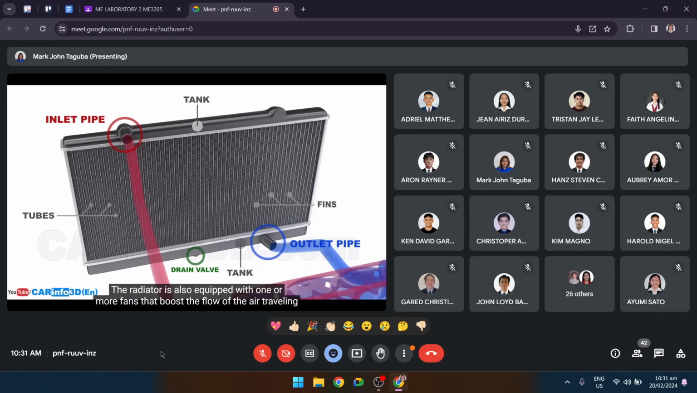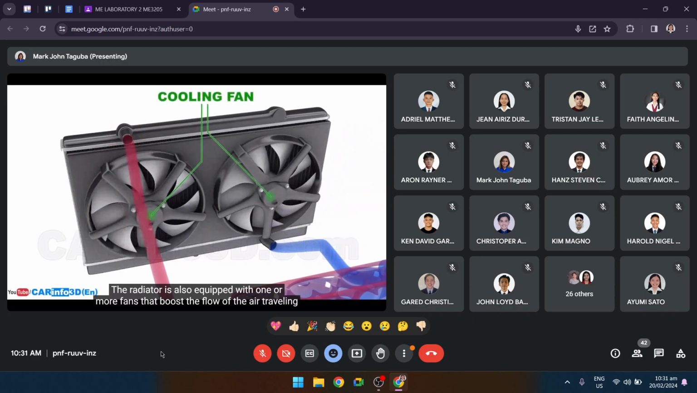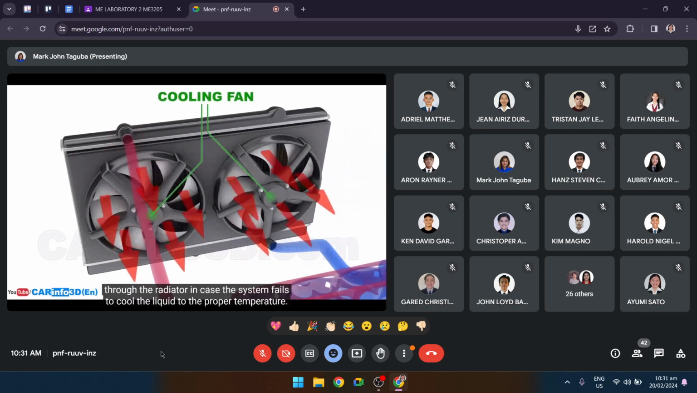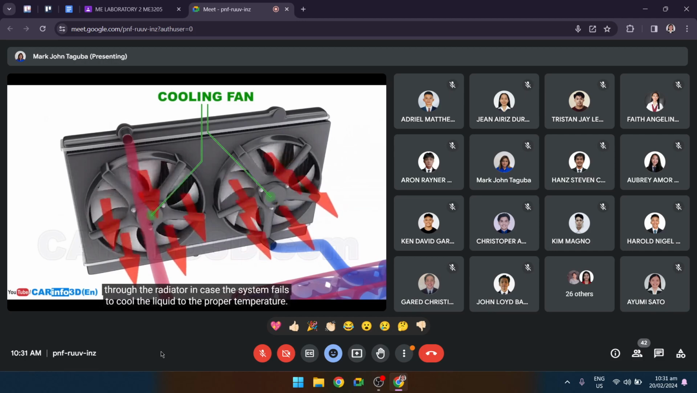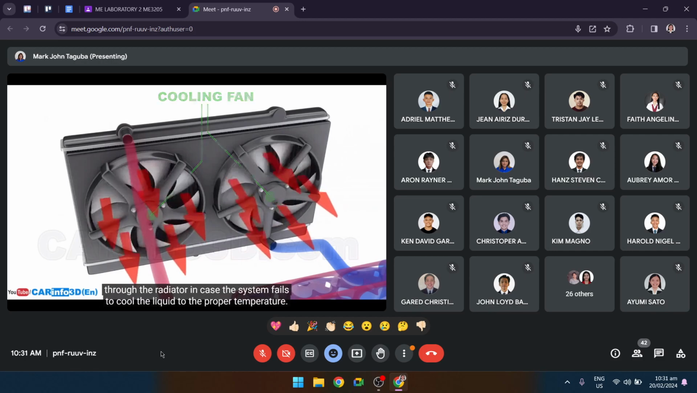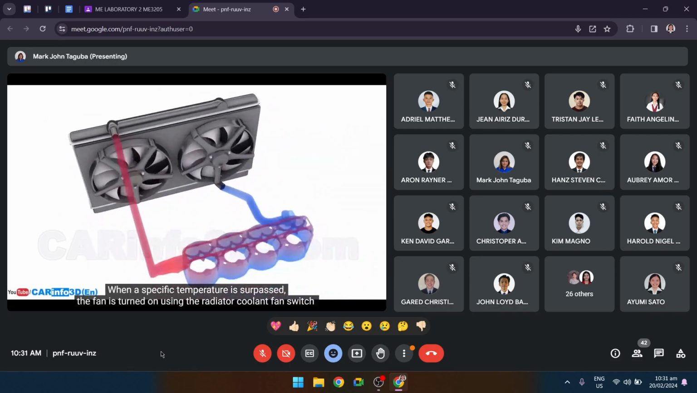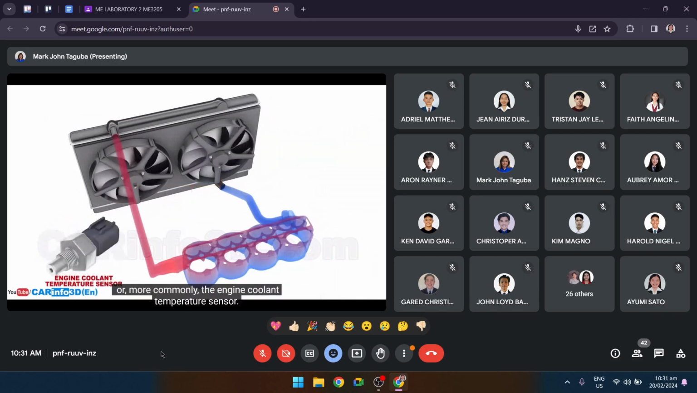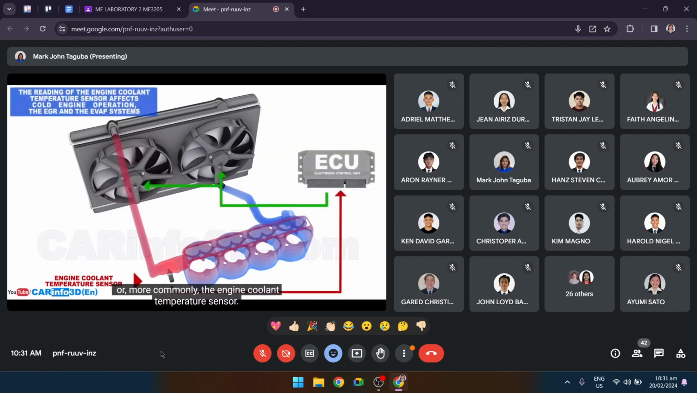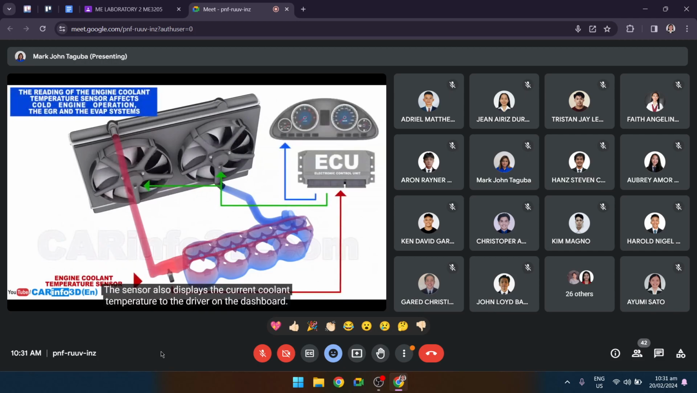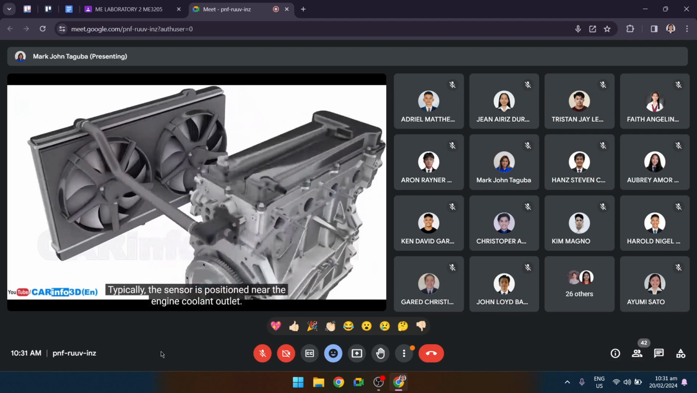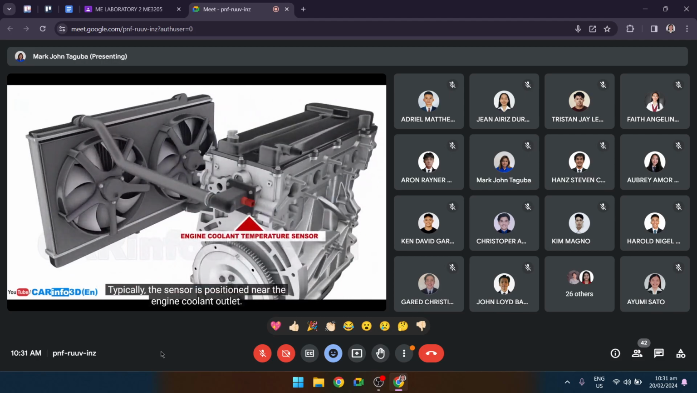The radiator is also equipped with one or more fans that boost the flow of the air traveling through the radiator in case the system fails to cool the liquid to the proper temperature. When a specific temperature is surpassed, the fan is turned on using the radiator coolant fan switch, or more commonly, the engine coolant temperature sensor. The sensor also displays the current coolant temperature to the driver on the dashboard. Typically, the sensor is positioned near the engine coolant outlet.